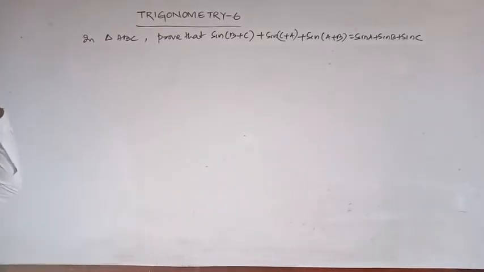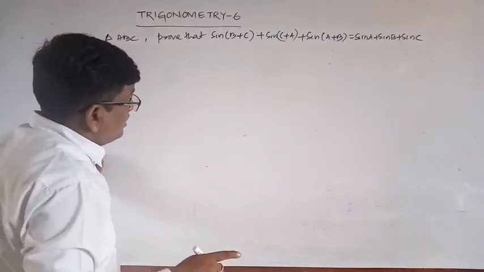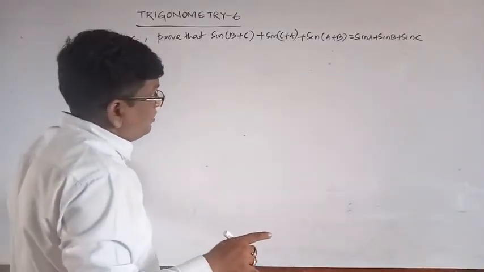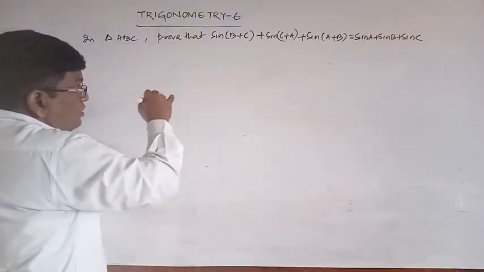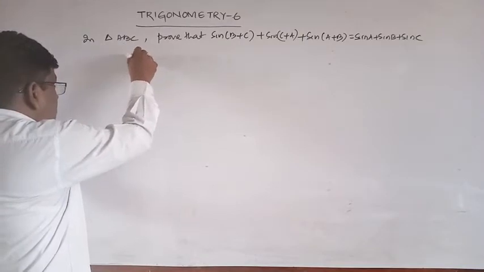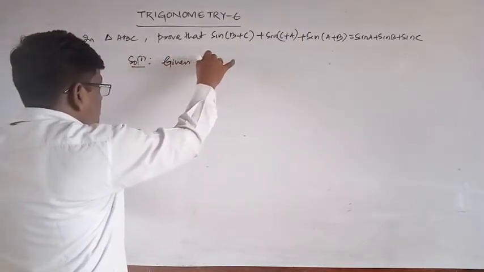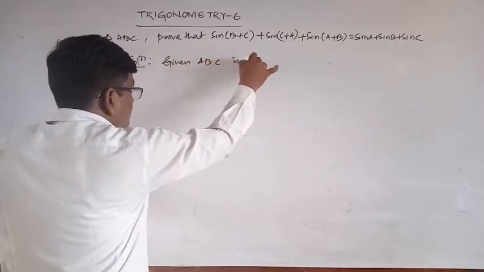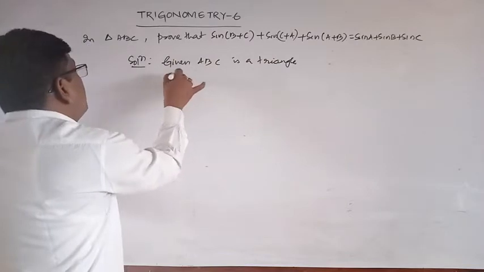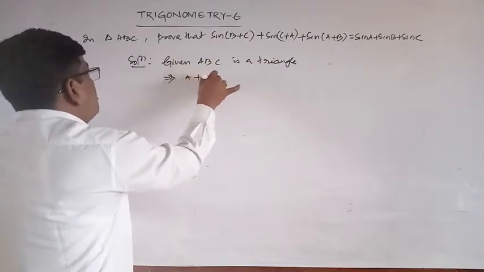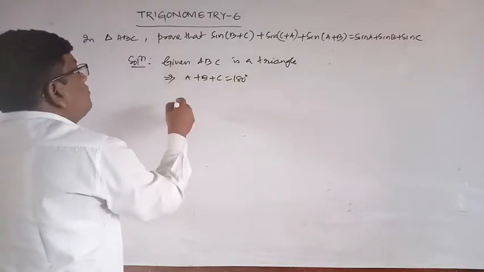In triangle ABC, prove that sin(B+C) + sin(C+A) + sin(A+B) = sin A + sin B + sin C. So the solution is: given ABC is a triangle, that implies A + B + C is equal to 180 degrees.